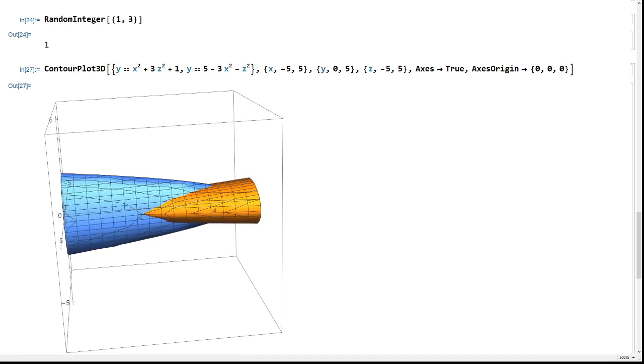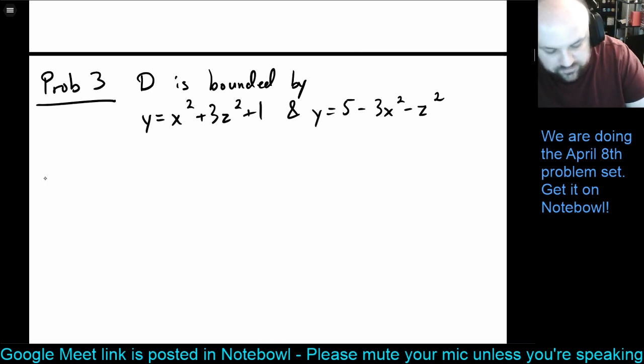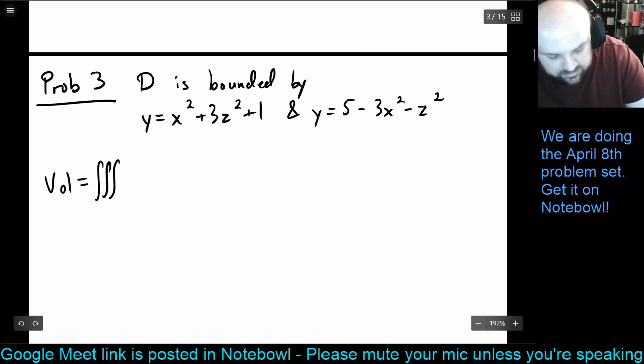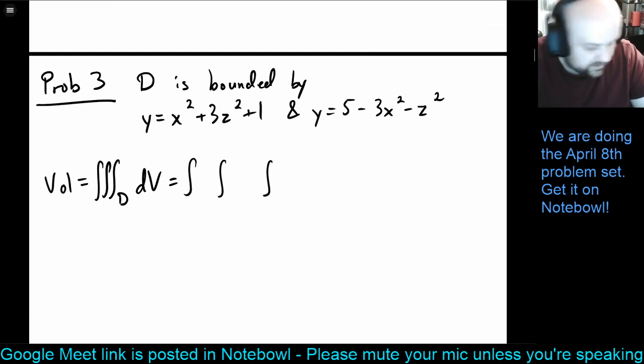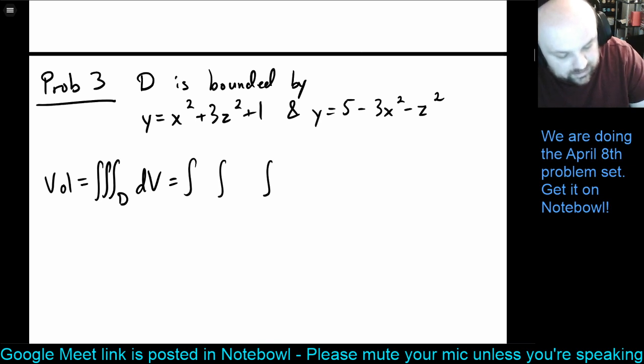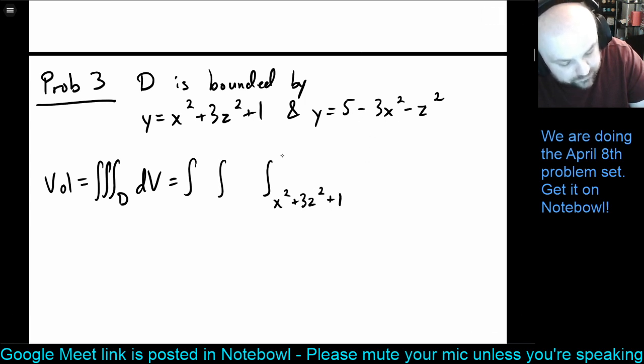Let's go ahead and pop back over here. So the volume of this thing, right? So triple integral over D of dV. All right. So here, our lower bound is this first one. This is our upper bound.